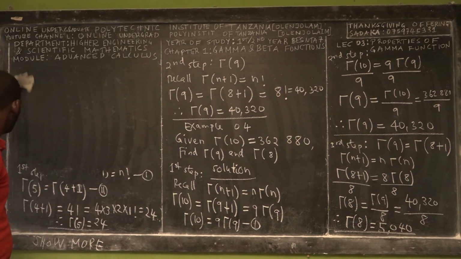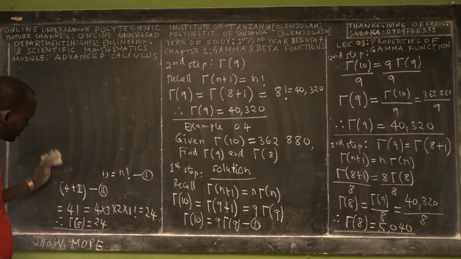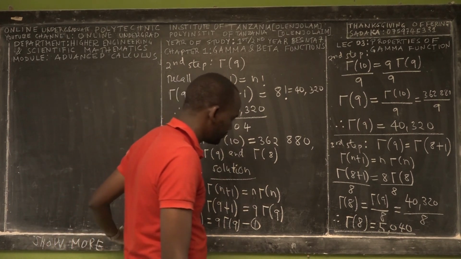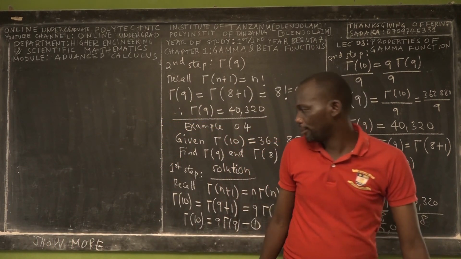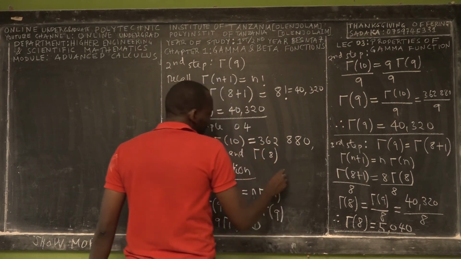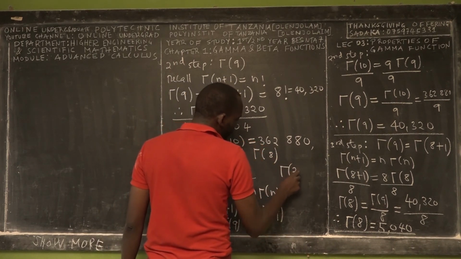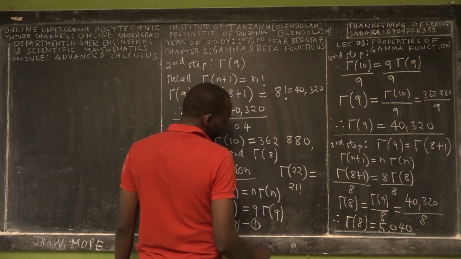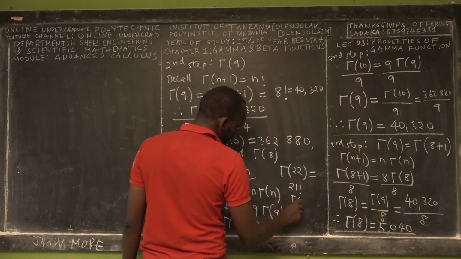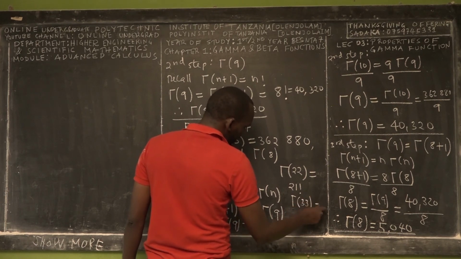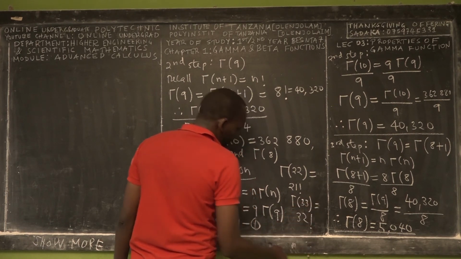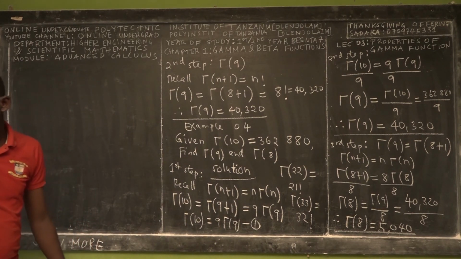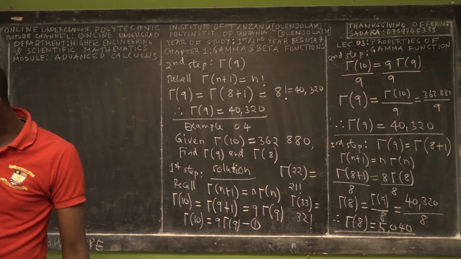So it means that for gamma of any positive integer, you have just to use the properties of gamma. For example, if you are asked to find the gamma of 22, you know the gamma of 22 is simply equal to 21 factorial. If you are asked maybe gamma of 33, gamma of 33 is equal to 32 factorial. That's the principle. You have to remember it in your mind. Okay, so that's all about gamma of positive integers.